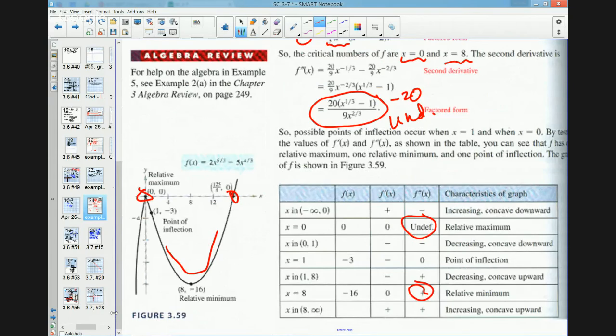Okay, let's see, do we have time for one more? Let's take one of the problems on the assignment itself. Let's take number 15. Okay, so this is on page 238, number 15.